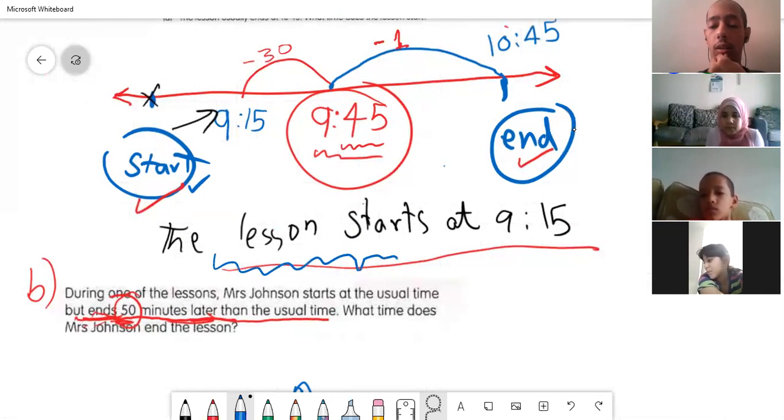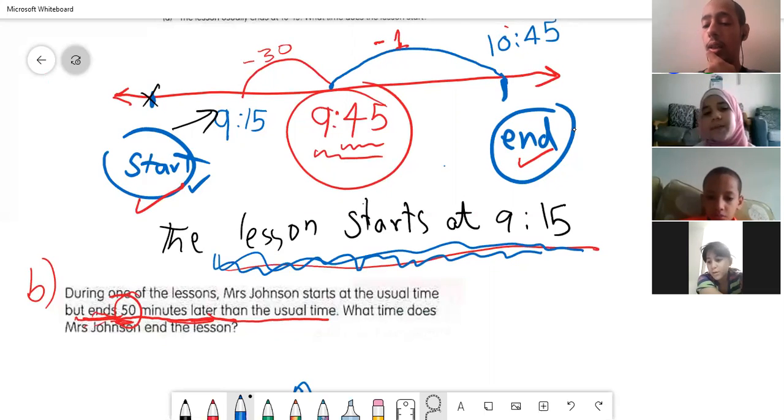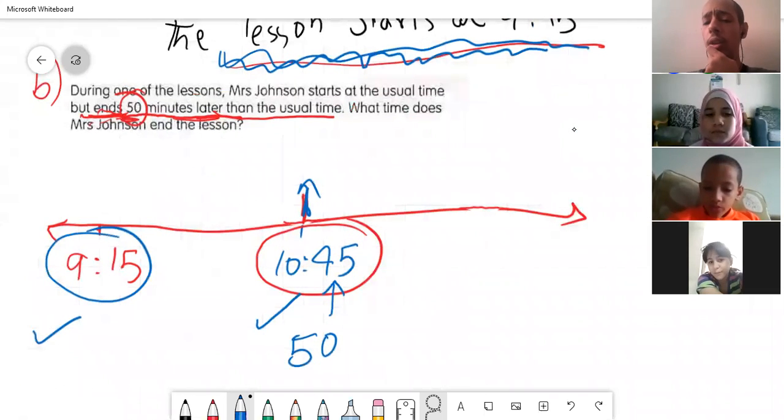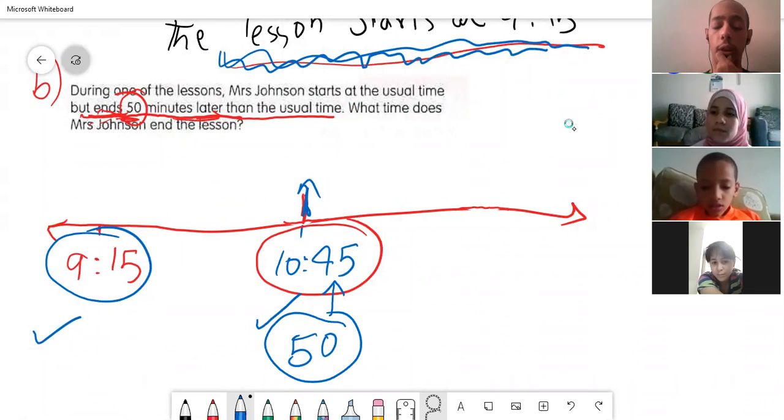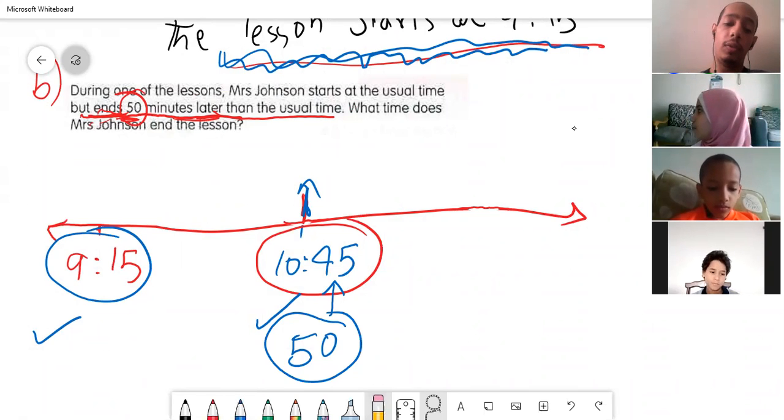Teacher, why did you put 50 minutes? Okay, Hanin, the lesson starts at 9:15, right? Who was asking? Sarah, is it you? Okay, Sarah, you said why should we add 50, right? What is the usual time of the end of the lesson? 10:45.